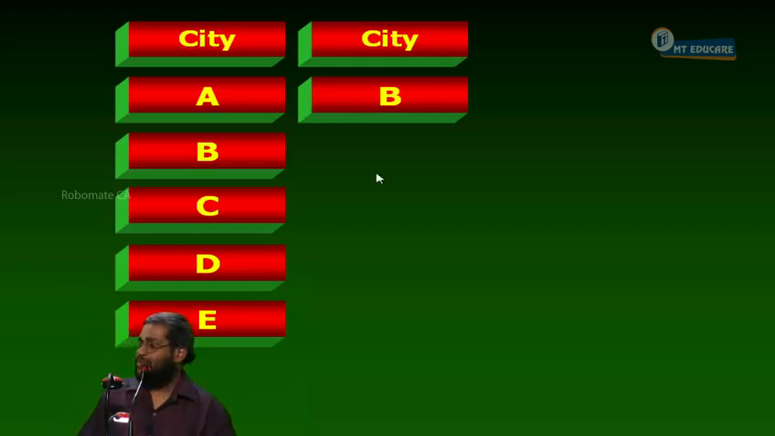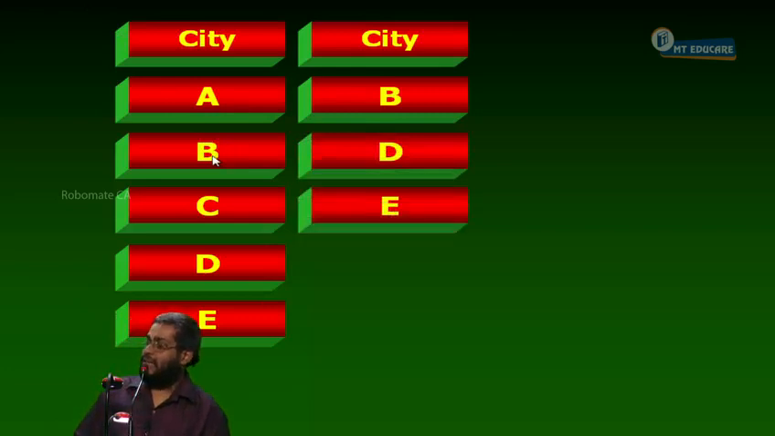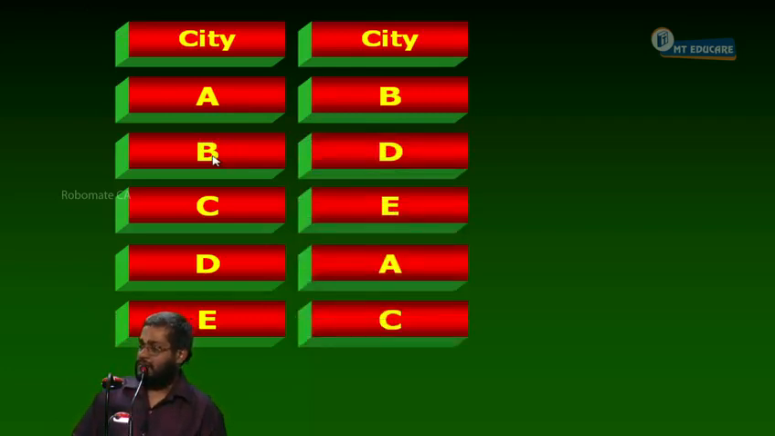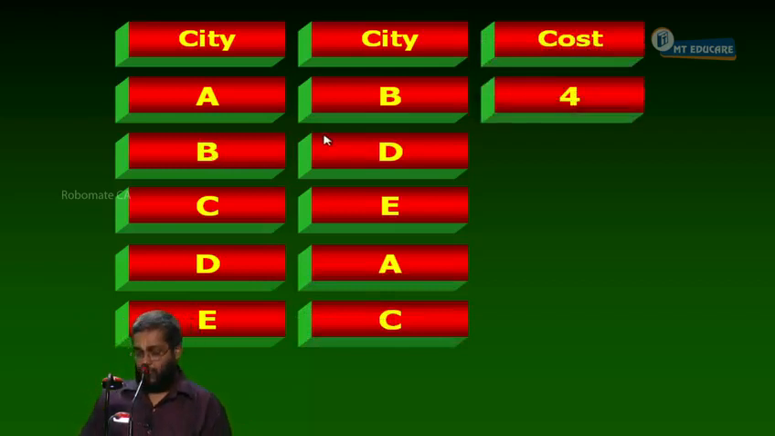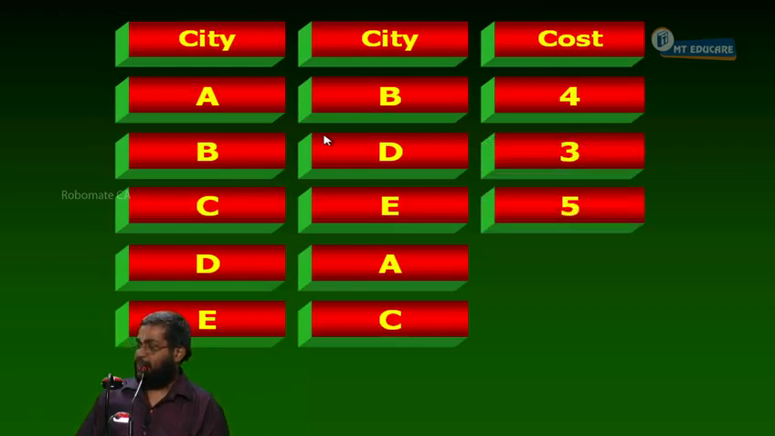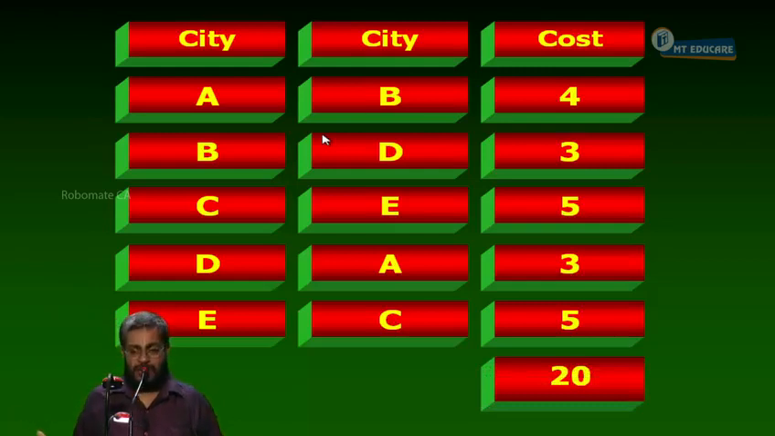Now, B is assigned which city? D. C is assigned? E. D is assigned? A. E is assigned? C. Okay, now the cost. A to B when I travel, what's the cost? 4. B to D, what's the cost? 3. C to E, what's the cost? 5. D to A, what's the cost? 3. And E to C, what's the cost? 5. The total cost is 20. That's the minimum cost as per the assignment solution. The cost is 20. Now, listen here.